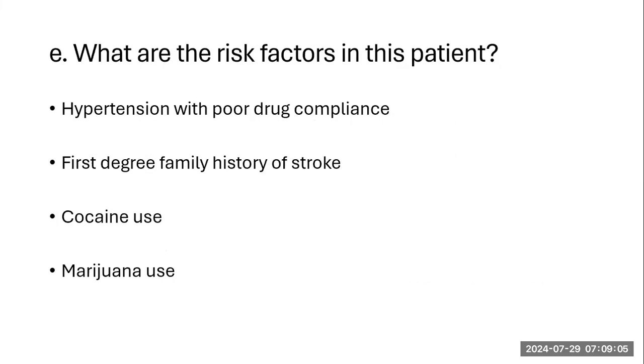What are the risk factors in this patient? Based on the history given, the risk factors in this patient are hypertension with poor drug compliance, first-degree family history of stroke, and use of cocaine and marijuana.